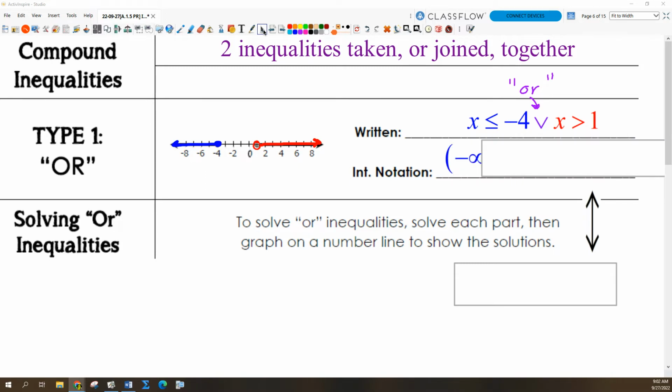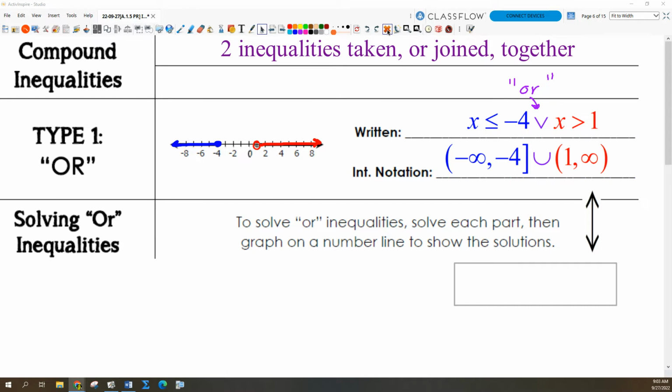Okay, parentheses, negative infinity, comma, bracket. Everybody agree? Okay. How would I say the red? Comma, infinity, parentheses. Okay. But how do I say or? Now notice that or changes. This is kind of weird in math.